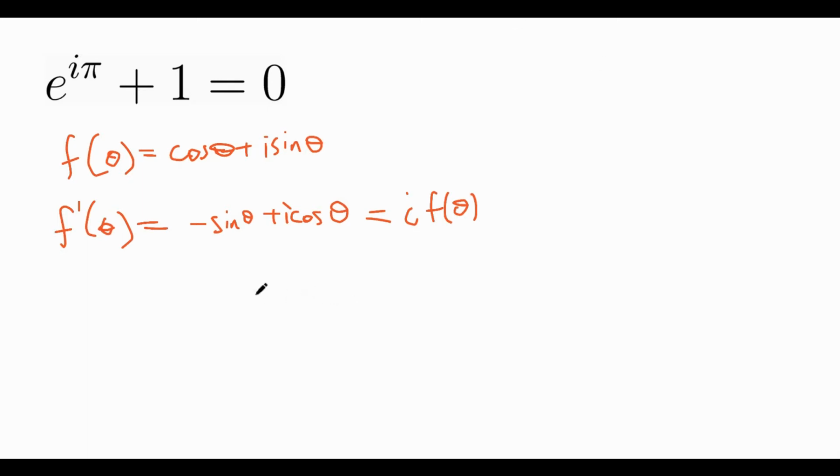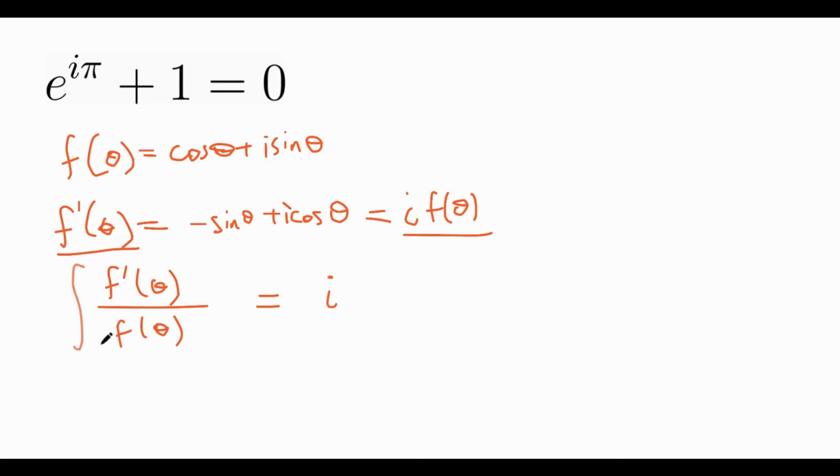Well, we can try taking this equation and solving for f of theta, because this is basically just a differential equation. So if we first move all the f of thetas to one side, then we get f prime of theta over f of theta is equal to i. Now this is in the form of something that we can actually integrate.